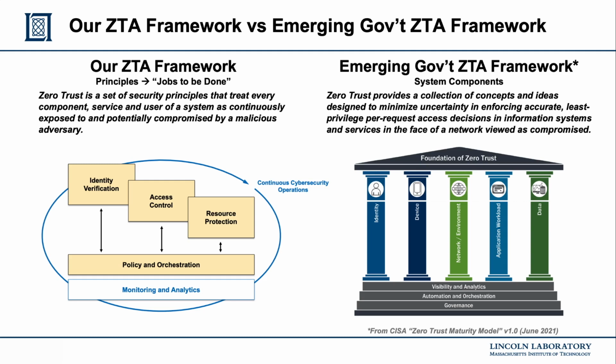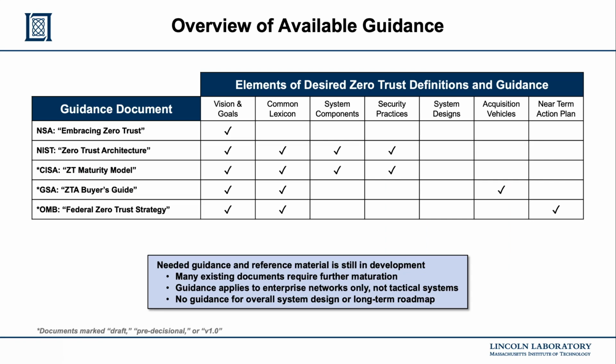Both of these frameworks are useful and frankly needed in order for the government to effectively develop and operate Zero Trust systems. But the starting point that's been adopted to date colors the set of guidance documents that have been the focus by the government up until this point. So what we're showing on the left in this table is a subset of the guidance documents that we reviewed. And the columns going across are our view of some of the elements that you want if you're looking for guidance from the government on what to build and how to build it when it comes to Zero Trust architectures.